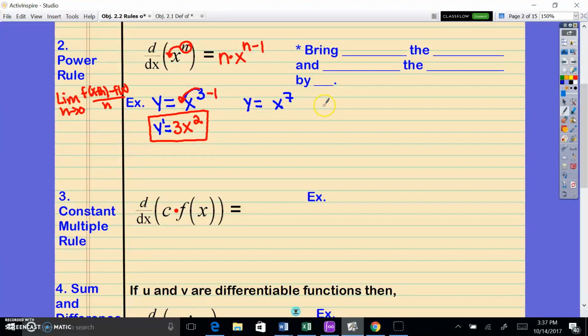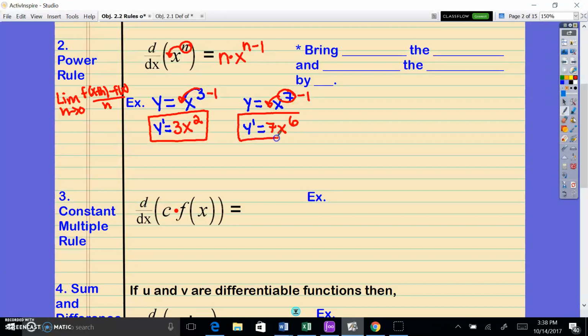I don't know about you, but I don't want to FOIL this 7 times. So instead, we're going to use the power rule. And the power rule is very simple. You are going to take the power and drop it to the front. So it now becomes 7x, and then subtract 1 off, so 6. And you are done. That is the derivative.